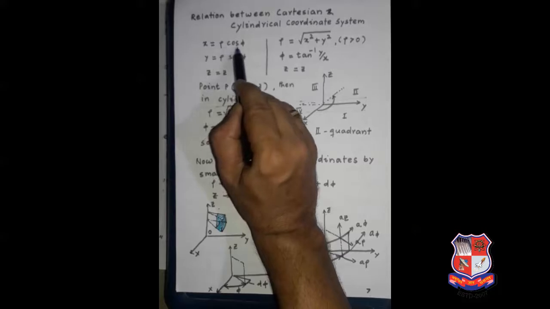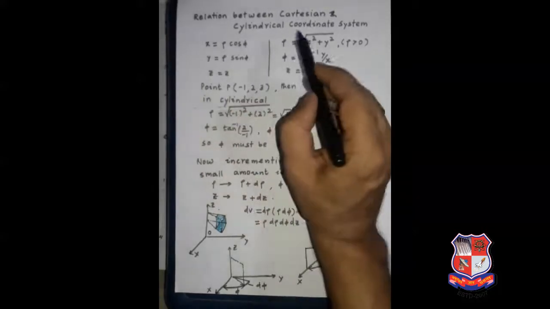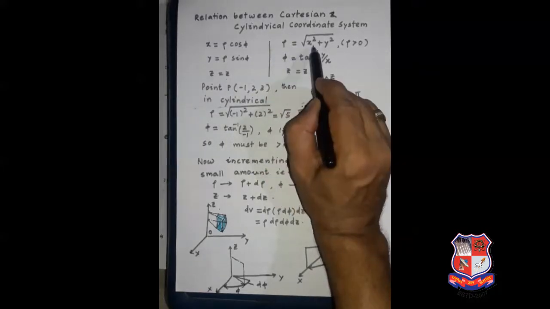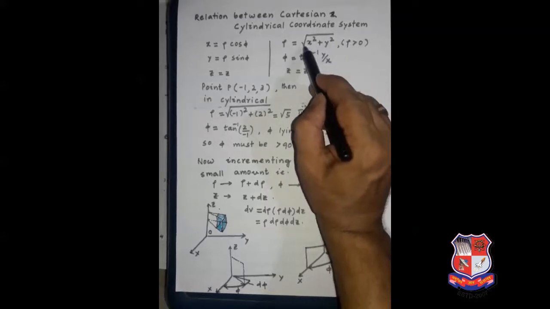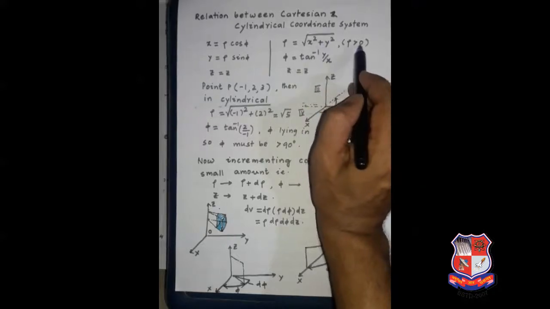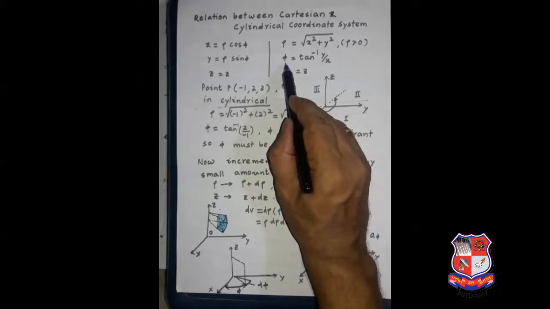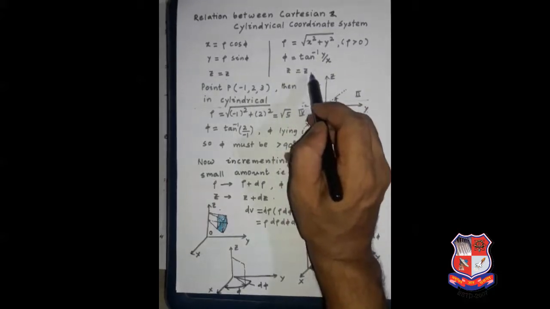x is equal to rho cos phi, y is equal to rho sin phi, z is equal to z. Here, if x, y and z are given, to find rho, rho is equal to the square root of x squared plus y squared. We know that whenever we take the square root, it will give one positive and one negative value, but always we should consider the positive value, that is rho is always greater than 0. Phi is equal to tan inverse of y upon x, and z is equal to z.